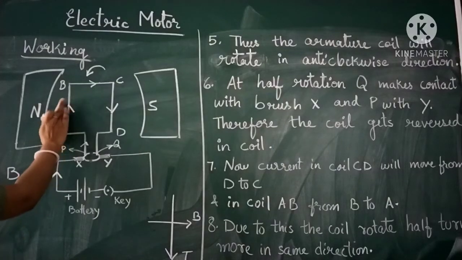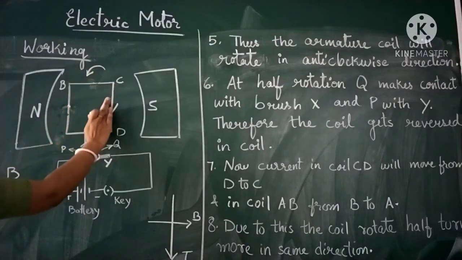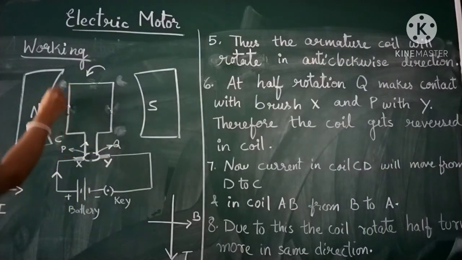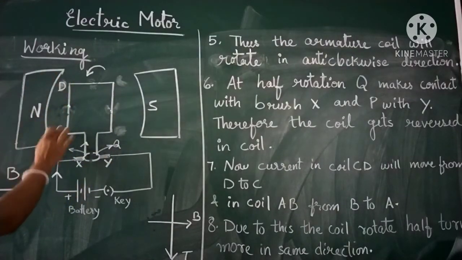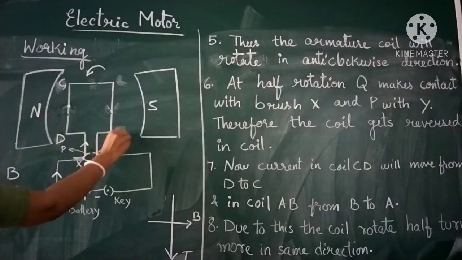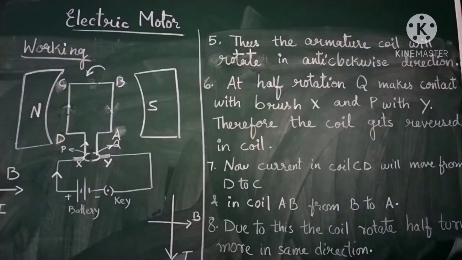So we can make this portion as CD, this portion as CD, and this becomes AB. After half rotation, this will be the case. And this particular part that you can see, now this plays a very important role.